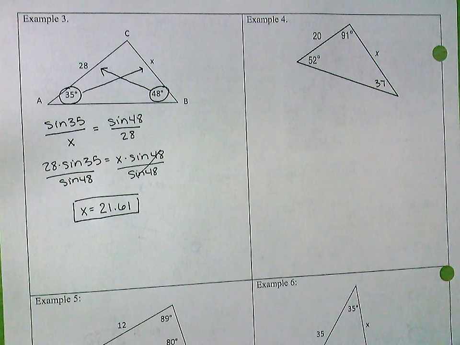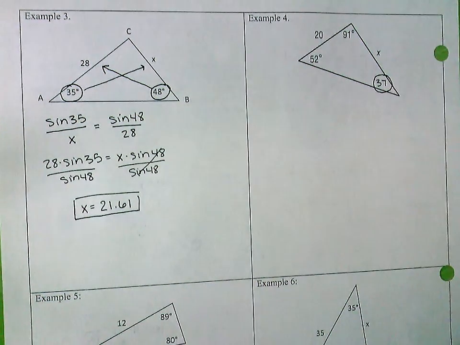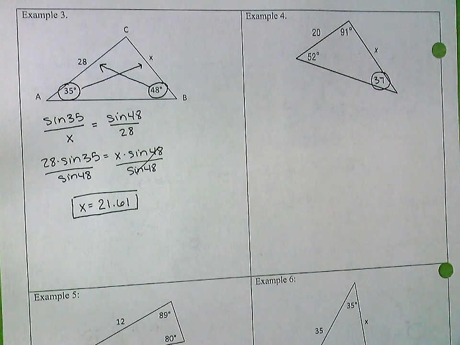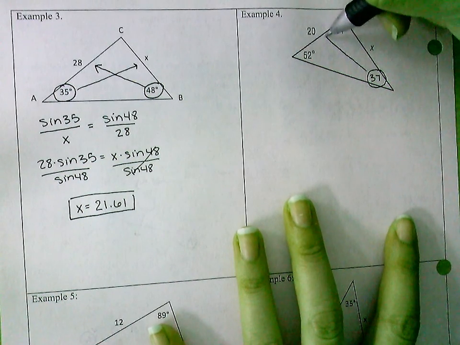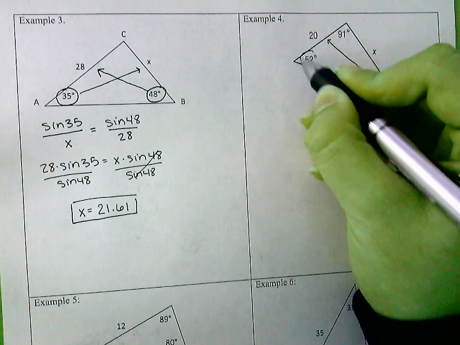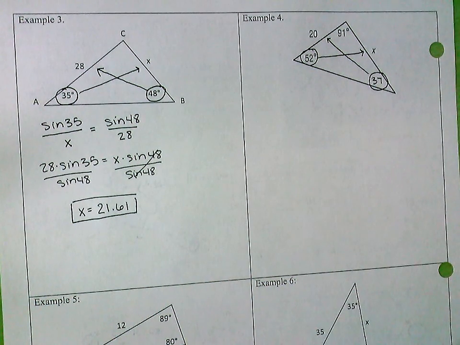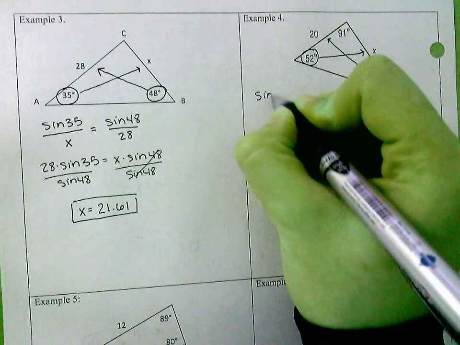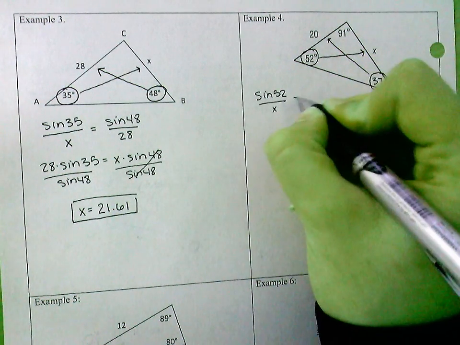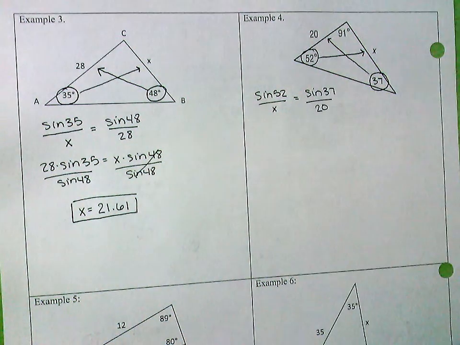So to set this one up, you do need this angle right here. Okay, again, to get that angle, you're going to subtract the other two from 180. Okay, so we need this angle here, since its opposite side is 20. And then the other angle we're going to use is 52, since its opposite side is x. Okay, so we'll take sine of 52 over x is equal to sine of 37 over 20.